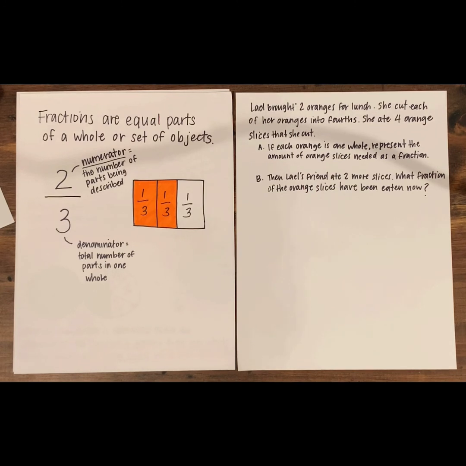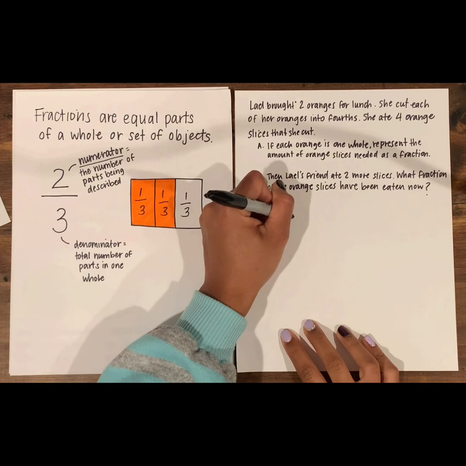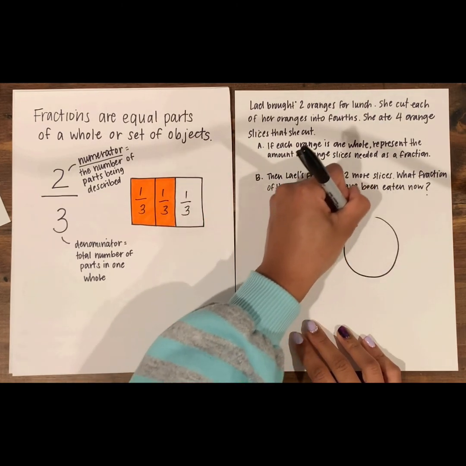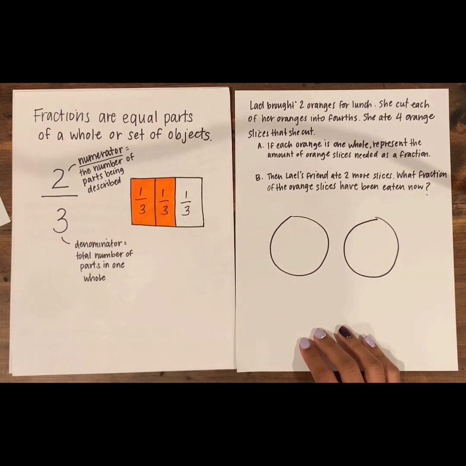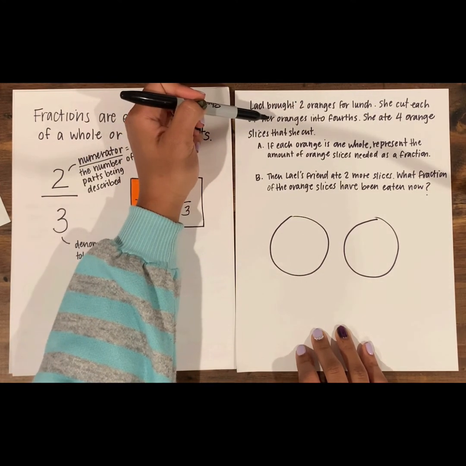Say your answers out loud. I heard you say that you drew two circles to represent the two oranges that Lael had for lunch. You said that you partitioned the oranges into fourths because in the problem it tells us that she cut each of her oranges into fourths.